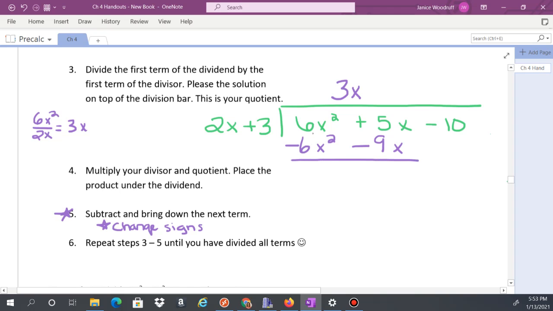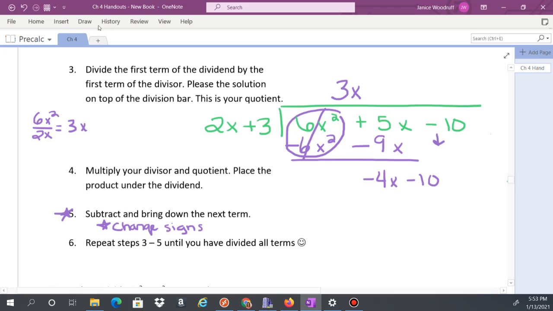When you do the subtraction, these should cancel out. So these guys here, 6x squared minus 6x squared, 0. So that cancels out. And then you have 5x minus 9x gives you a negative 4x. Take this minus 10, bring it down. And then you repeat.